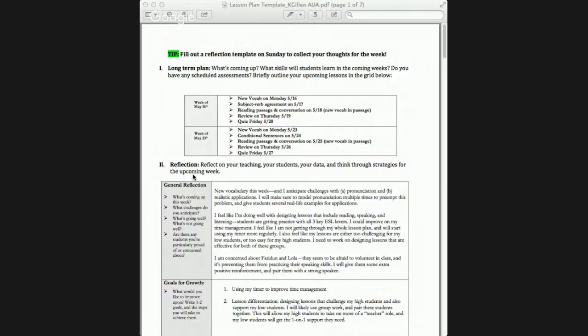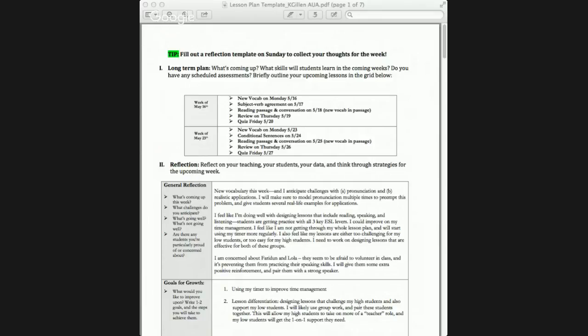Essentially, a lesson plan should start with a reflection. Let's just say it's Sunday night, my hypothetical scenario. I'm in Morocco, teaching an English class at the Osru Center. On Sunday evening, I am going to fill out this reflection template for the week and also write my lesson plan for Monday. So the first part of the reflection is a long-term plan.